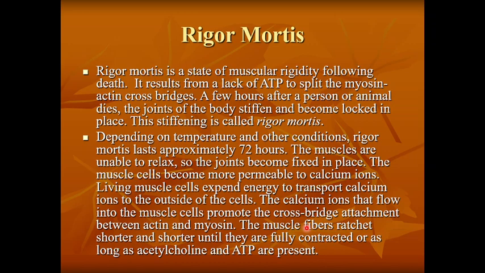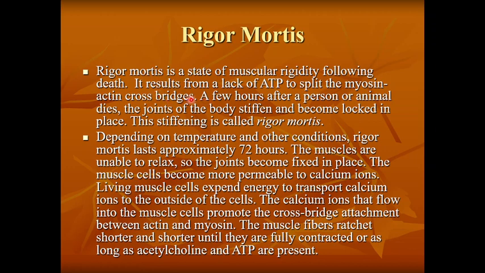Now, what is rigor mortis? This is again a new term in our unit, rigor mortis. On this topic, many times a 4 marks short note is asked in the examination. So let's see what rigor mortis is. Rigor mortis is a state of muscular rigidity following death. It results from a lack of ATP to split the myosin actin cross bridges.